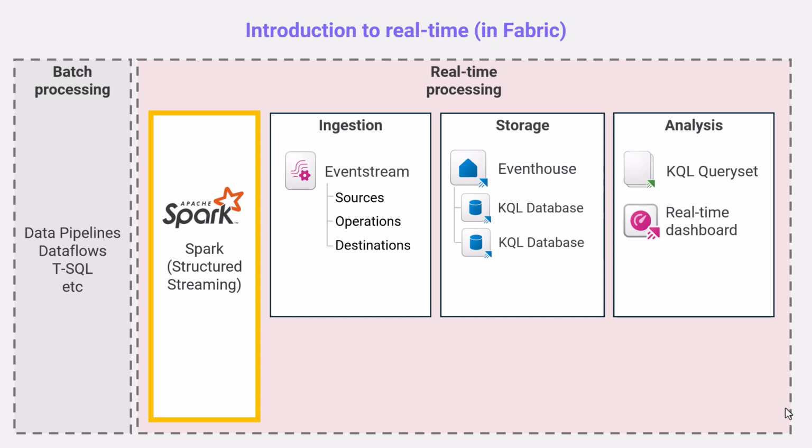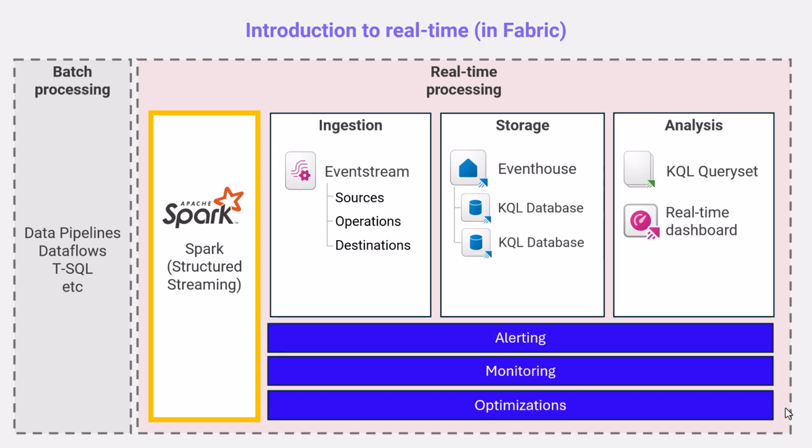And then we have the analysis piece, right? So once you've got some data in your KQL databases, you can create Kusto Query Language queries to analyze that data. You can also build real-time dashboards from that data and from those queries as well. That's its own item, separate from Power BI. And then underpinning all of these, we have things like alerting, monitoring, and optimizations. Now, these are important to understand for the DP-700 exam, but they're not going to be the focus of this specific video. We're going to be looking at everything else on this picture, at least in the real-time section.